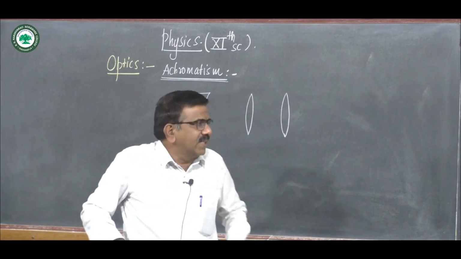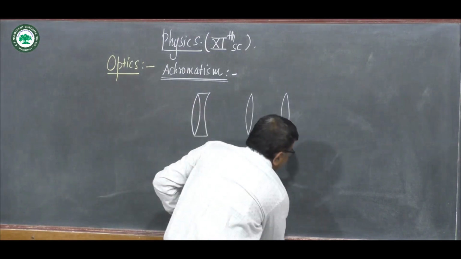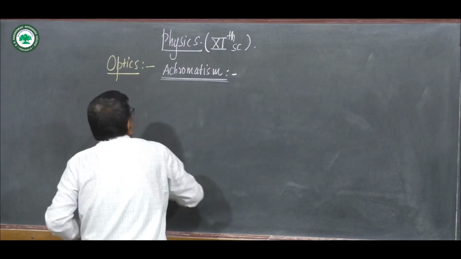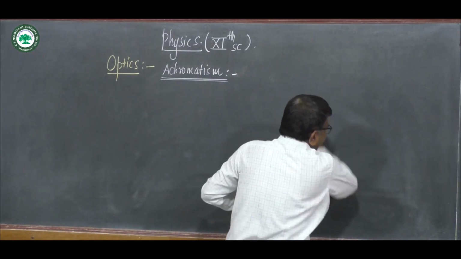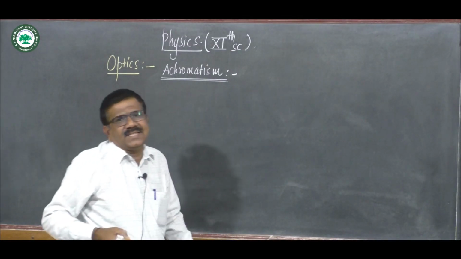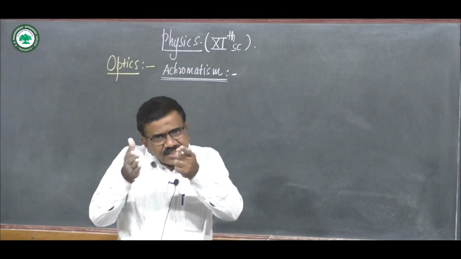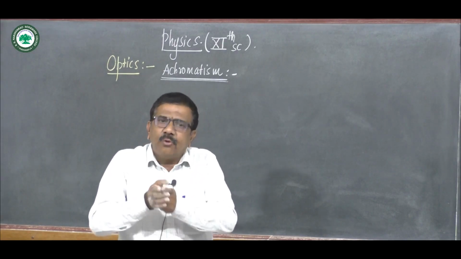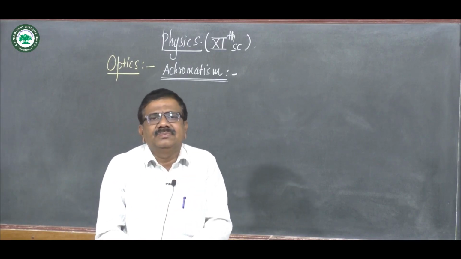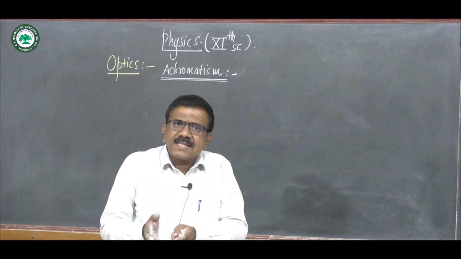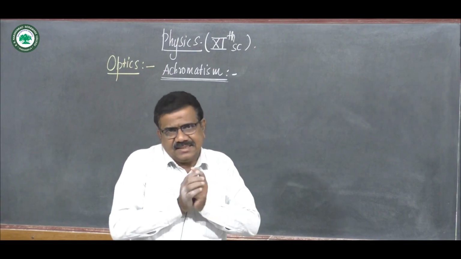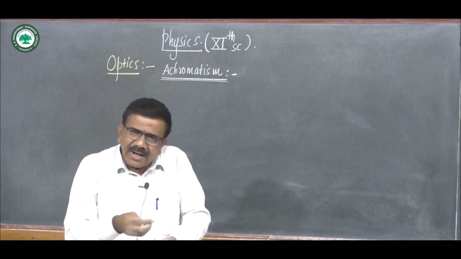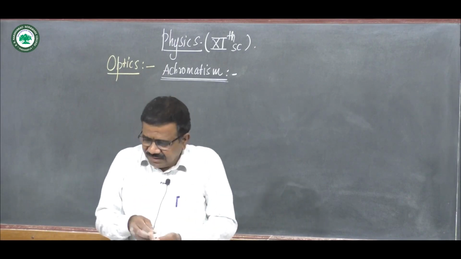So for achromatism, we consider 2 lenses and we see the condition for achromatism. Here we get a single image. The convex lens we call a converging lens, and its focal length is positive. The concave lens we call a diverging lens, and its focal length is negative. Now we find the condition for achromatism.